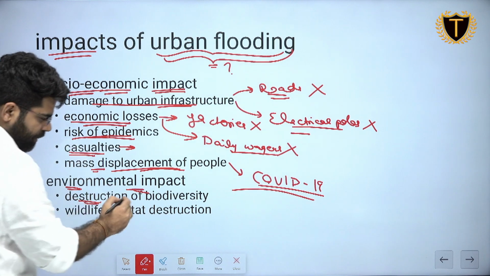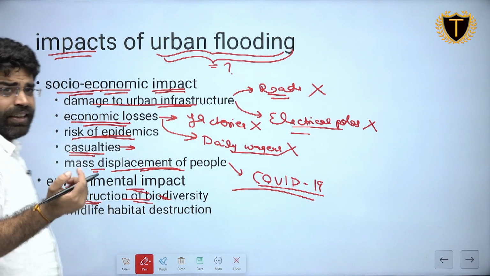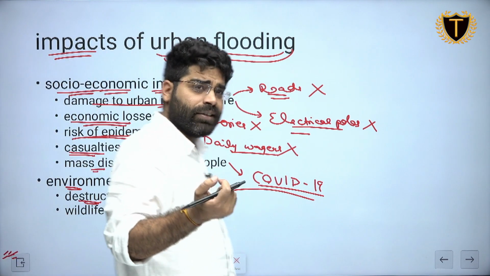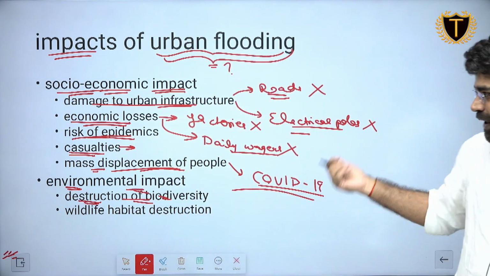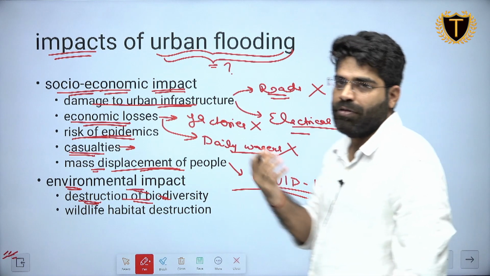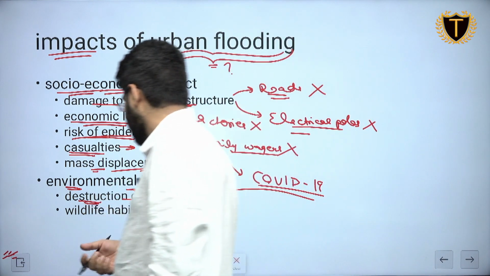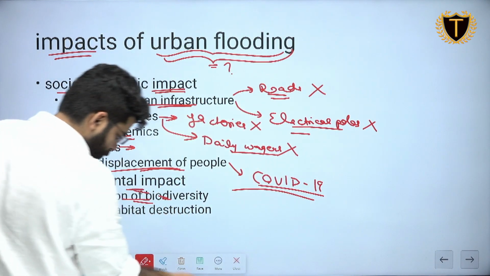Then we have another category of impact known as environmental impact. Obviously, there would be destruction of biodiversity, trees would be uprooted, grasslands would be destroyed, and the natural habitats of wildlife would be destroyed. So these are the environmental impacts. All right, let's move on to the next section.